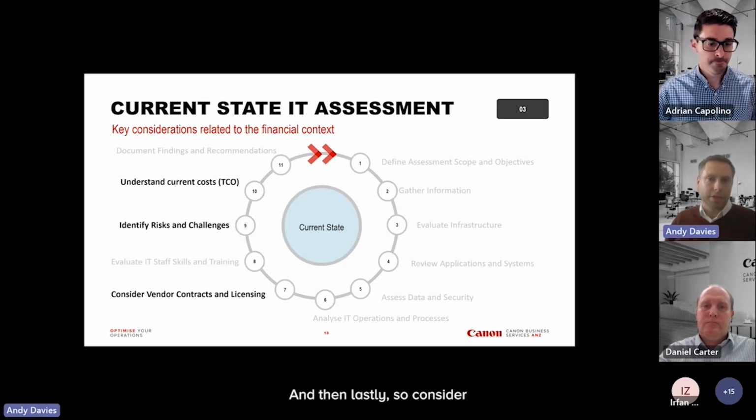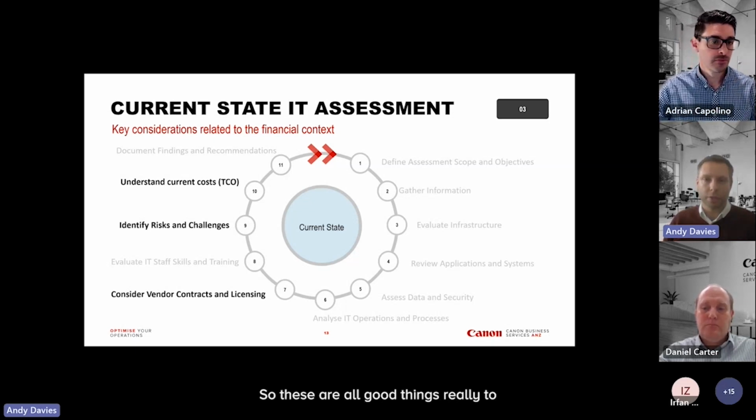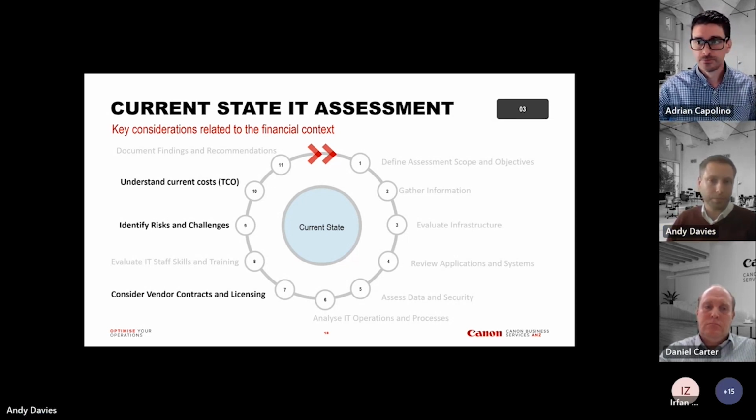And then lastly, consider the vendor contracts and licensing. What are the expiry dates of your software and licenses? Can these be utilized in other environments, or do they need to be replaced? These are all good things to understand. When we're working with customers here at CBS, we're seeking to understand these so that we can plan to avoid these costly mistakes up front wherever possible.